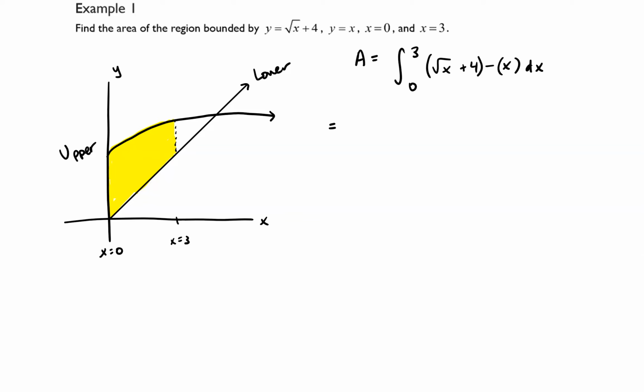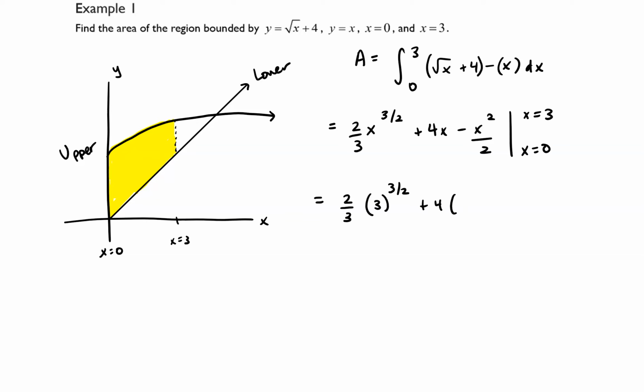So let's do some integration. That's going to end up being x to the 3 halves times 2/3 plus 4x minus x squared over 2, evaluated from x equals 0 to x equals 3. Now, what's nice about this problem is if you were to plug in x equals 0 into these terms, all of them have an x, so they would all become 0. So really, we only need to evaluate it at x equals 3. And then if we evaluated it at 0, it'd basically be minus 0.